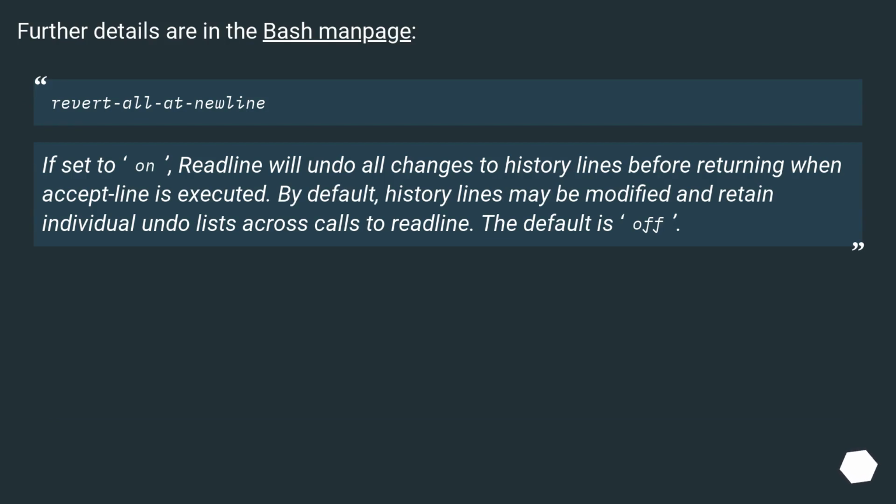Further details are in the bash man page. revert-all-at-newline: if set to on, readline will undo all changes to history lines before returning when accept-line is executed. By default, history lines may be modified and retain individual undo lists across calls to readline. The default is off.